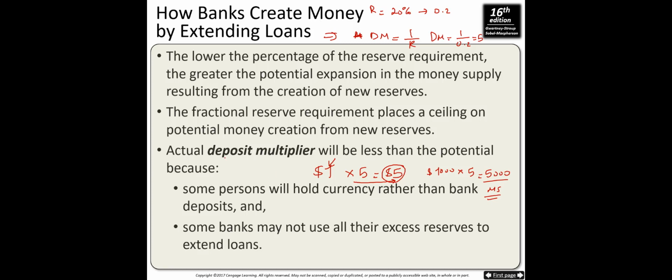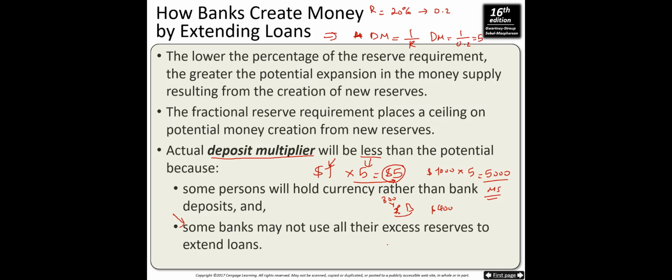And here we say that the actual deposit multiplier will be less than the potential, it's not going to be 5, because some persons will hold currency. So remember, person B gets the $800. But sometimes person B only deposits $400 into the bank and spends the remaining. Or person B can just keep the currency at home and never deposit into the bank. And also some banks may not use all their excess reserves to extend loans.